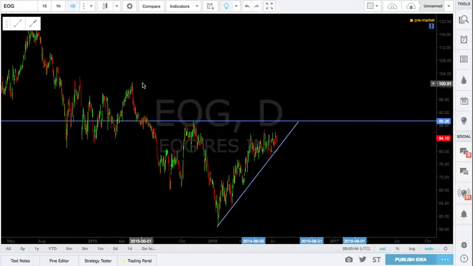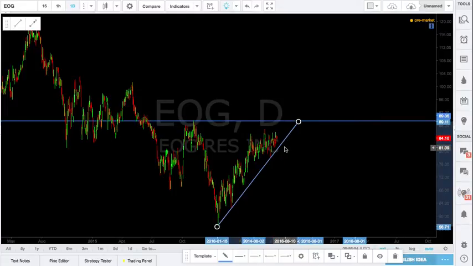Potentially if it breaks that one, it could reach all the way up to 101, moving up that trend line. But I'd be looking for, once it breaks past this trend line, then wait for the retest, and then that would be the sell opportunity.